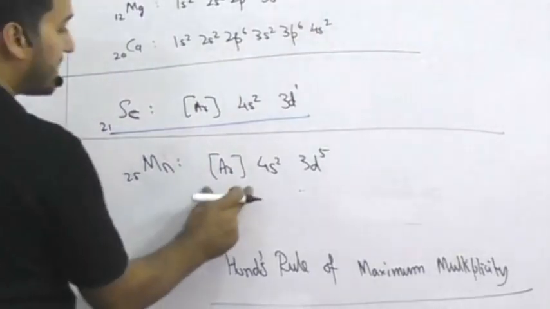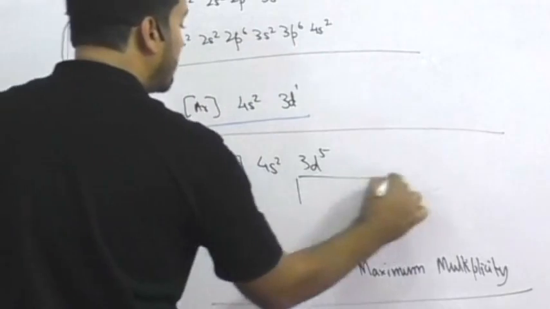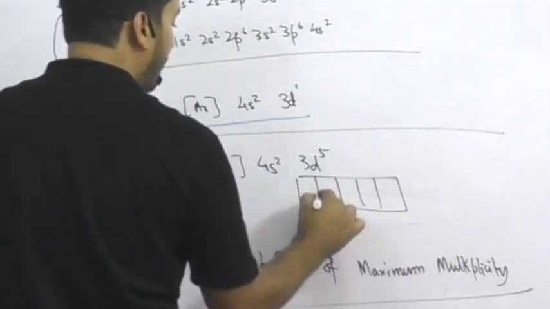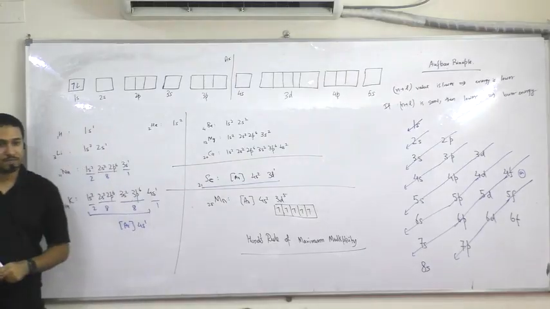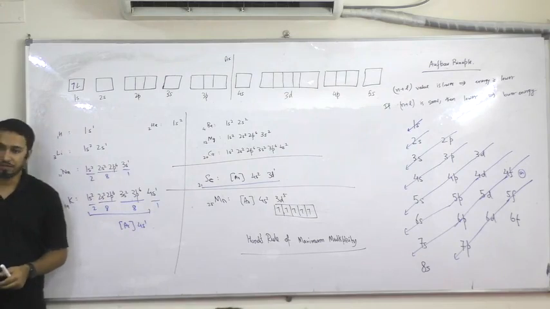So manganese is argon 4s2 3d5. How is this d5 oriented? I will have 1 electron in each of the d orbitals. Is it clear?